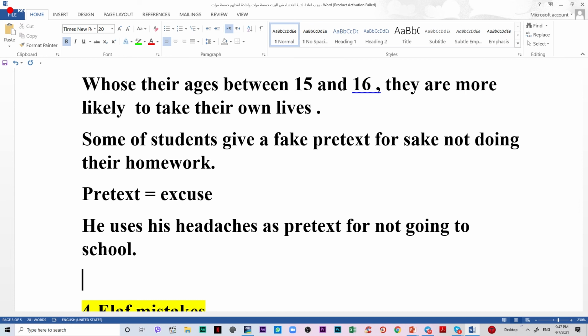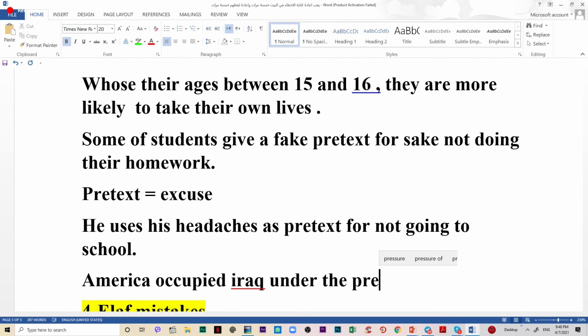A pretext. Same sentence as Alaa's. America occupied, or invaded, Iraq under the pretext of weapons of mass destruction. Invaded Iraq under the pretext.